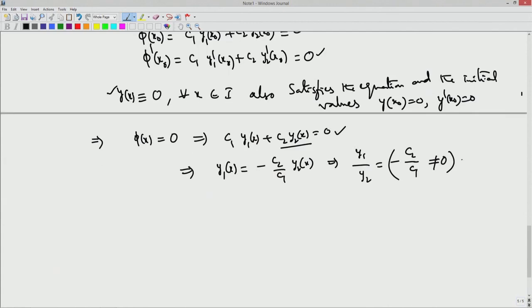So this is exactly constant, right? This is exactly a constant. That implies this is exactly the definition of y1 and y2 being linearly dependent; they are parallel to each other. Okay. That is how you show it.